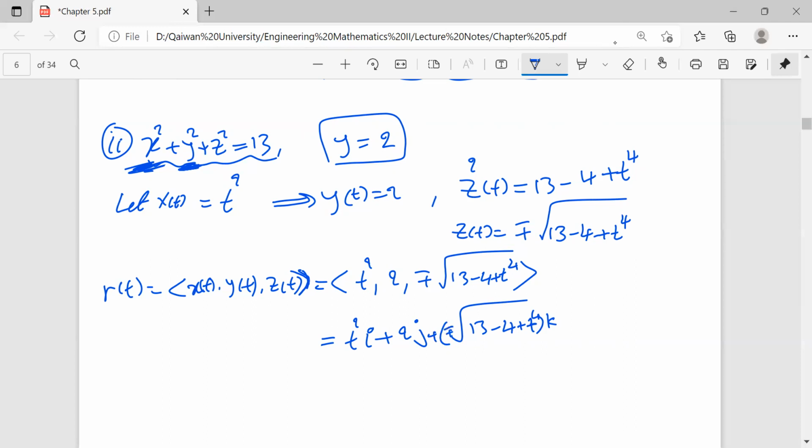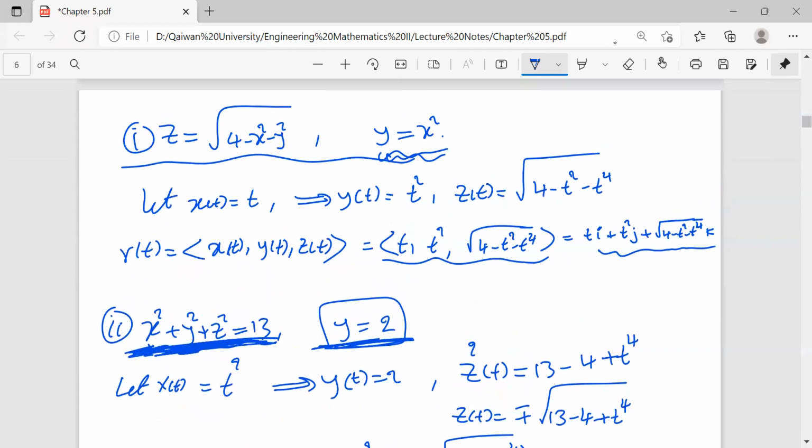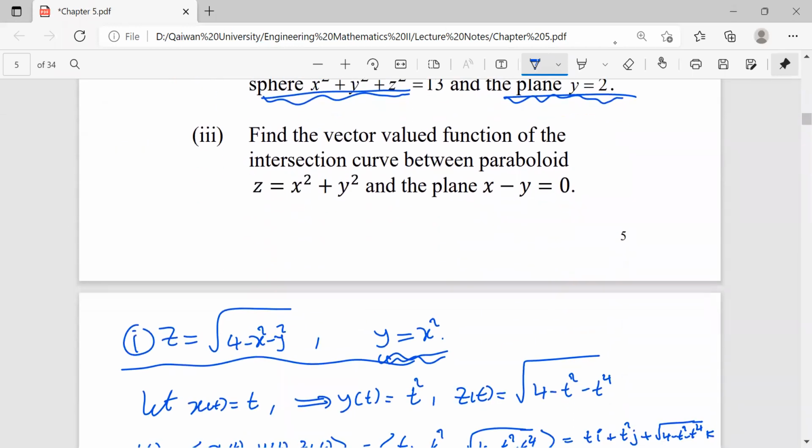That's it. This is the vector valued function which represents the intersection of this plane and the sphere. We have another example. It says find the vector valued function of the intersection curve between this paraboloid and this plane. We need to find the vector valued function which represents the intersection of this paraboloid and this plane.